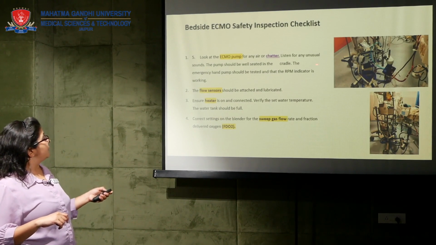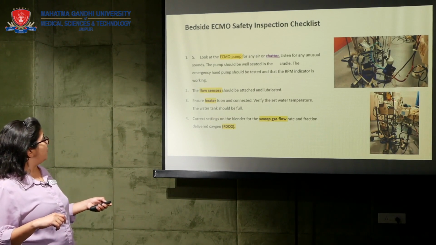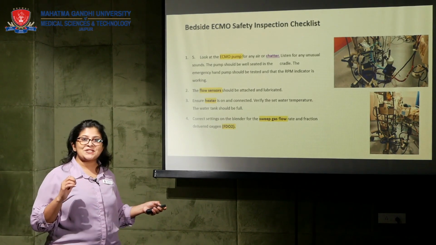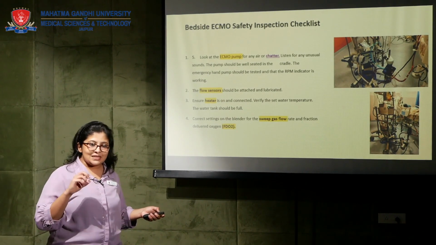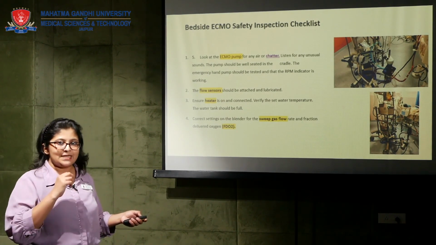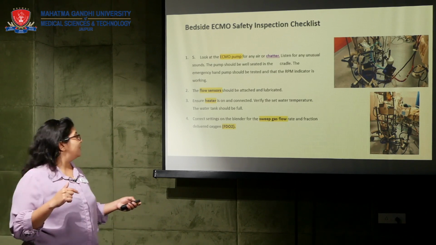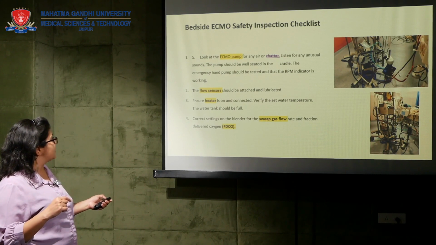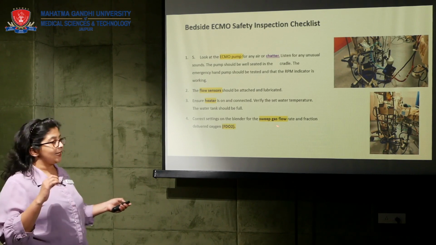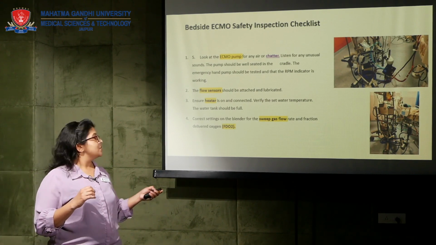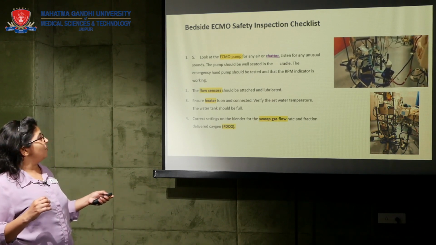And then we look at the pump, whether there is any chattering or not, whether the flow sensors are all right or not. We use a cream in the flow sensor, and we need to understand when we need to put that cream in place again, ensure that the heater is on and connected, and the correct settings of the sweep gas flow. So all these are the parts of the daily monitoring and the checklist.